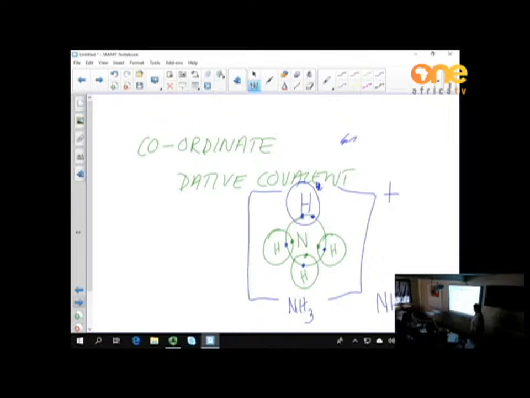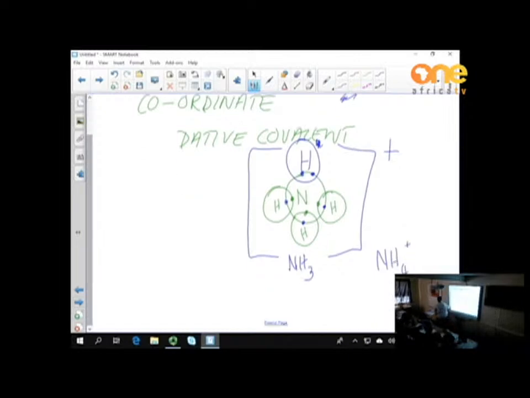The other one that likes forming this coordinate bond is water. Water has 2 hydrogens and 1 oxygen. Hydrogens each have 1 electron. Oxygen has got 6 electrons. There's the oxygen.